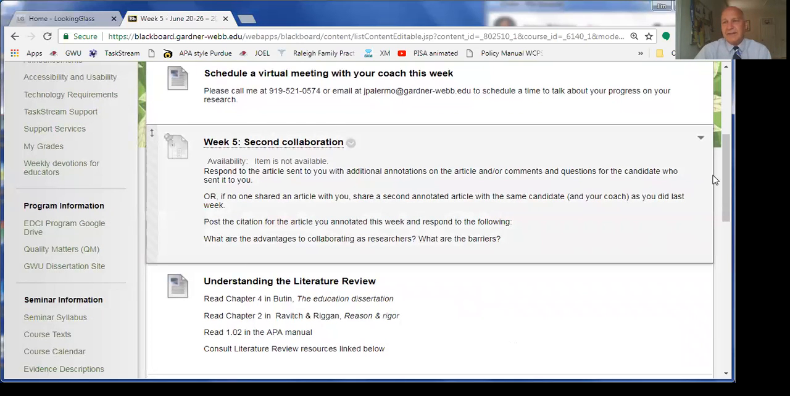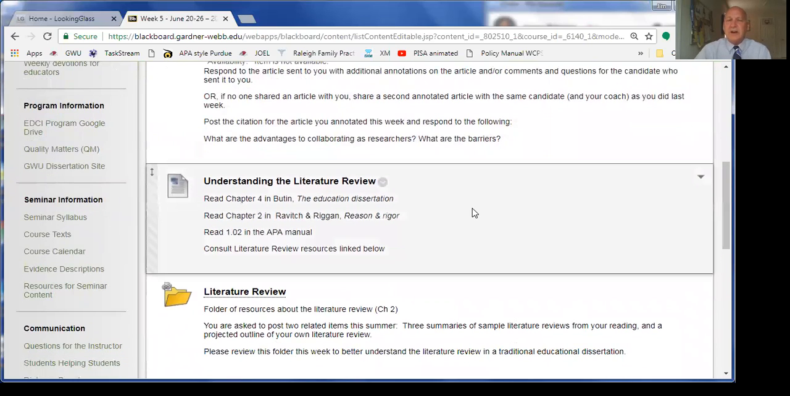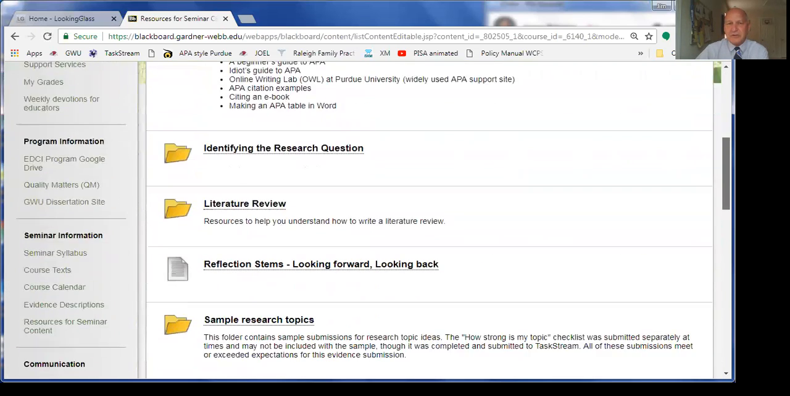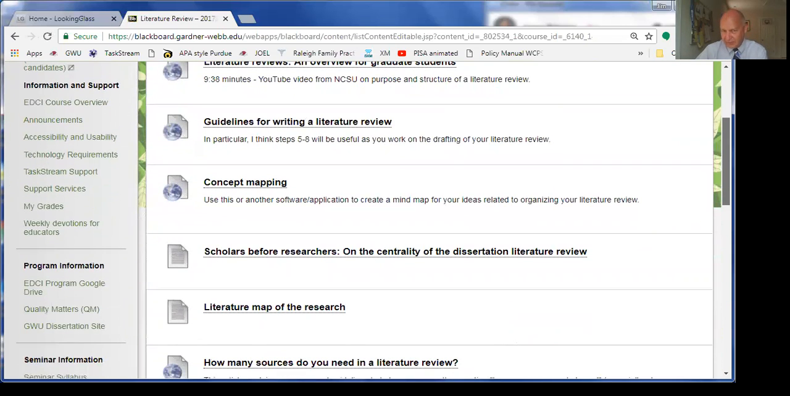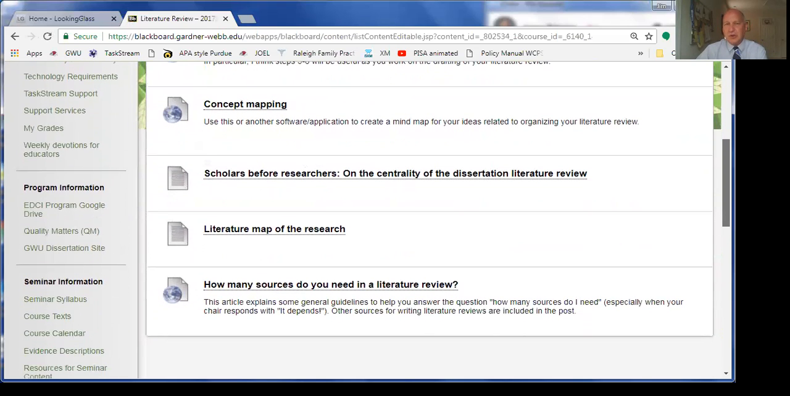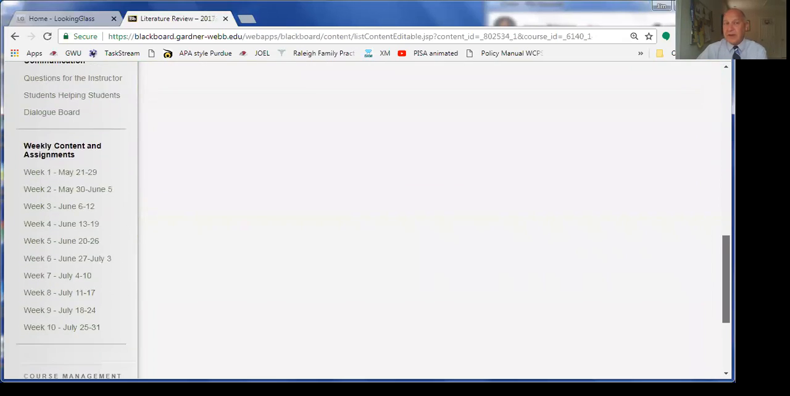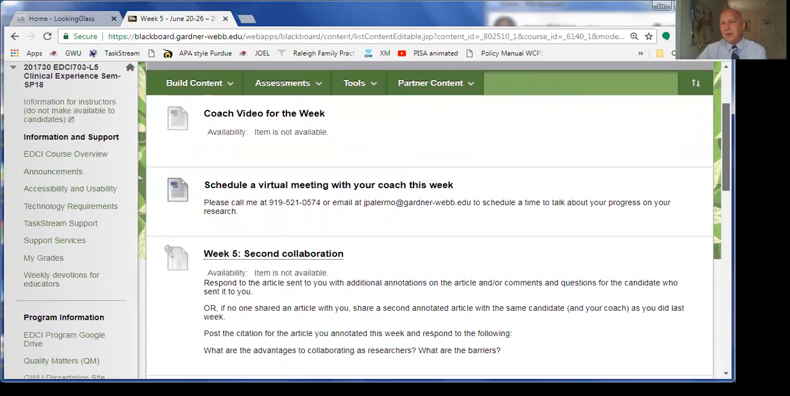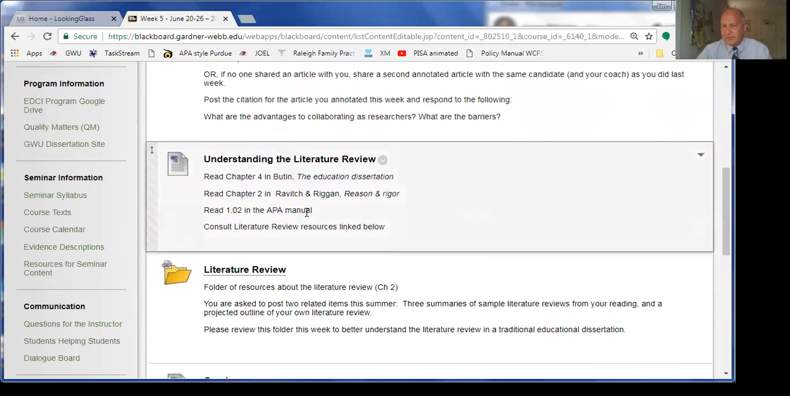Again, I've shut down the week 5 second collaboration. So go back and make sure you've done that the first go round. I do want you to understand what a literature review is. So here is a link to resources about the literature review in particular. Spend some time in here, please. Spend some time reading about a literature review and maps or concept maps. How many sources do you need? It's all good stuff, and I would like you to spend some time there this week reading that. I believe that it will inform you on your literature review and also on this assignment that's coming up with the dissertation summaries.